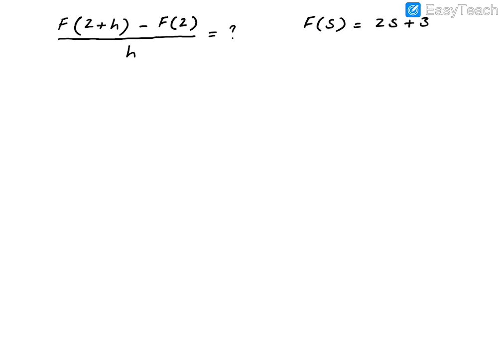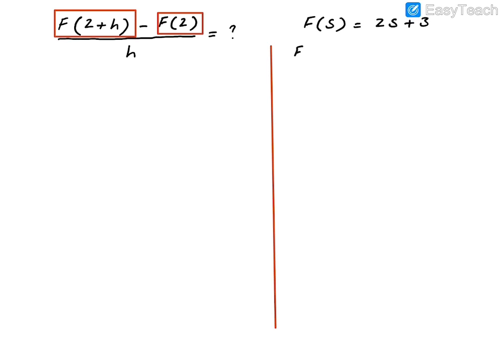This function is given. So first we need to find f(2 + h), and then f(2), and then we will replace its values. So how to find f(2 + h)? To find this one, if you replace s with 2 + h, you can get f(2 + h). So what I'm going to do is put s = 2 + h in the given function.